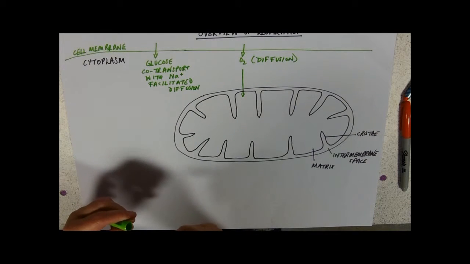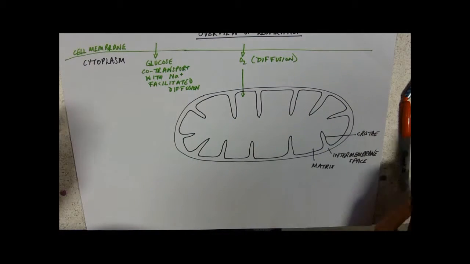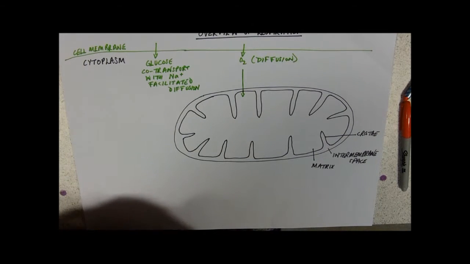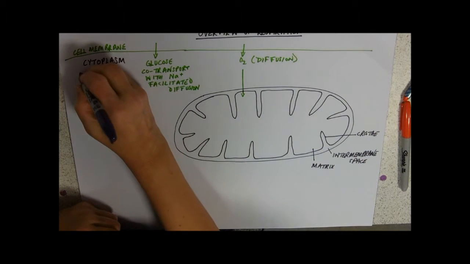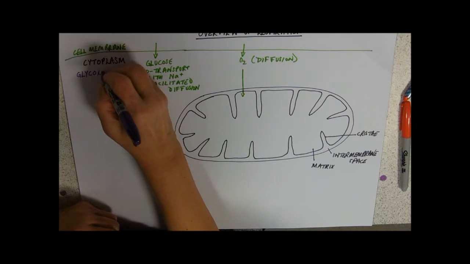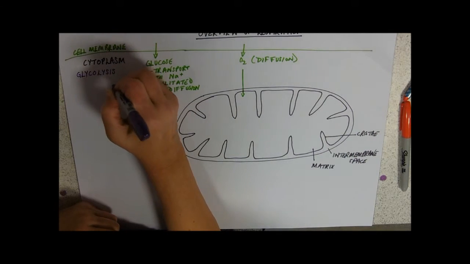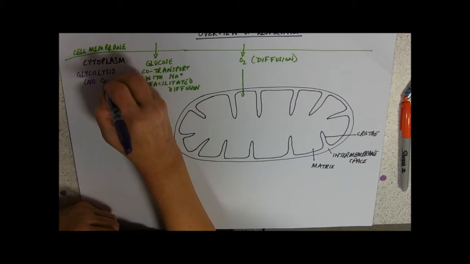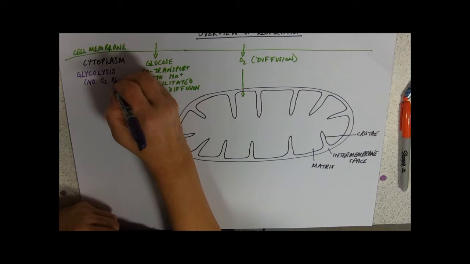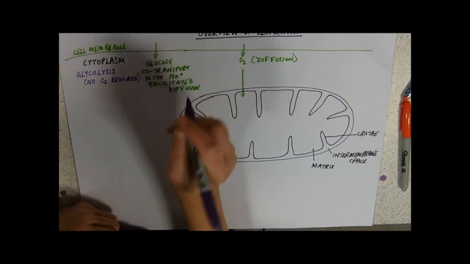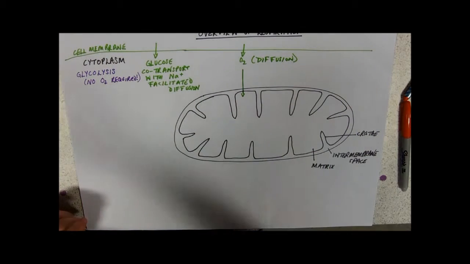Okay, so what goes on in the cytoplasm? In the cytoplasm, all the reaction is about is splitting the glucose up. So in the cytoplasm we do a series of reactions called glucose splitting, glycolysis. And to do that we don't need any oxygen. To split up glucose, we don't need any oxygen. The only place where we need oxygen is in here.